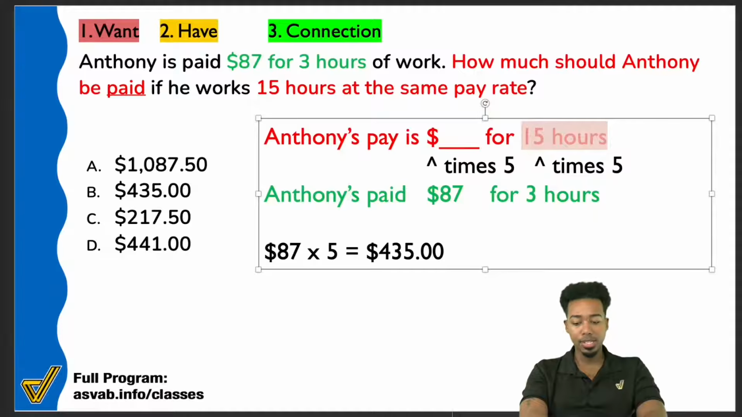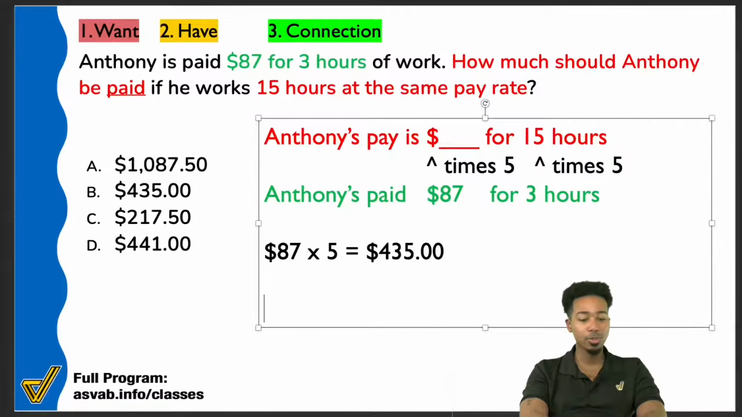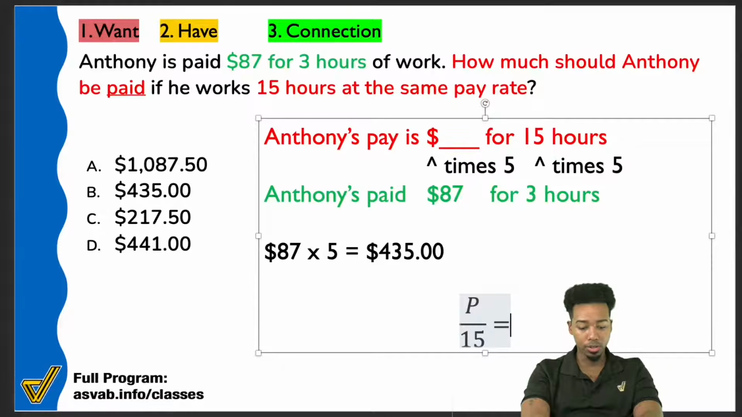And then the setup as a proportion would look something like this, my party people. It would say, I'd say P for paid. P paid over 15 hours equals $87 paid over 3 hours.